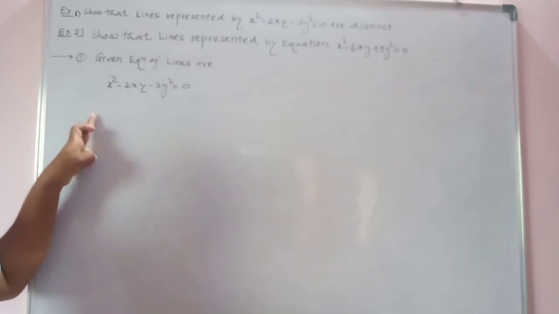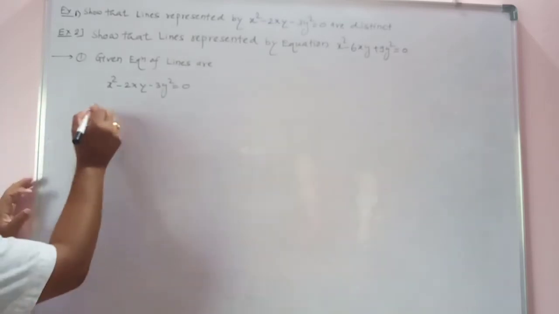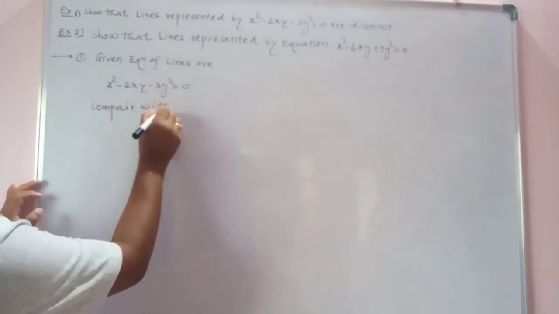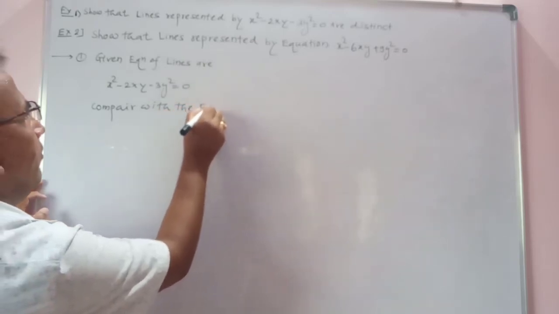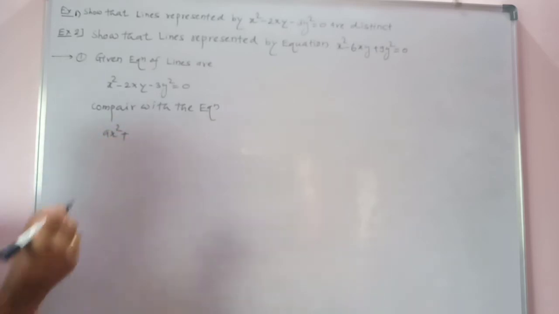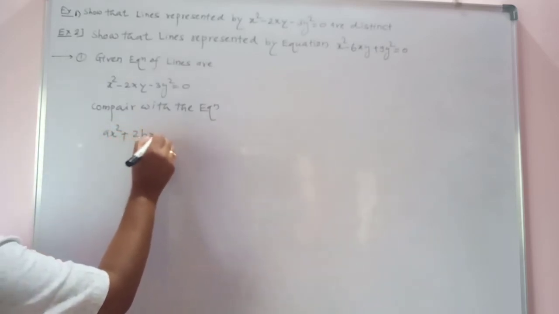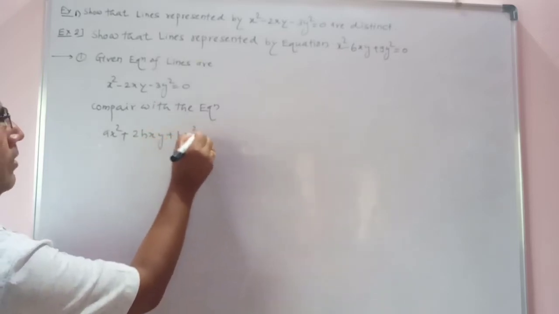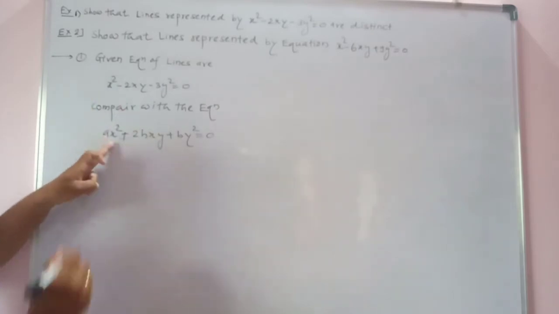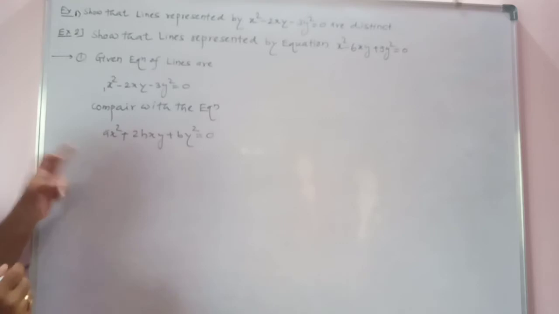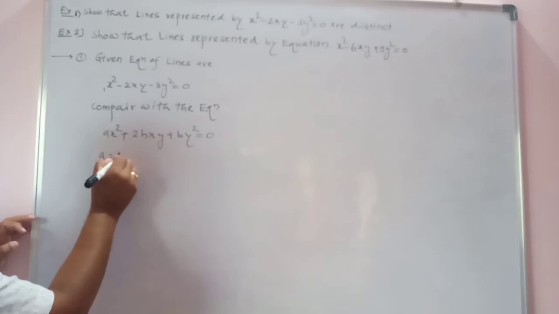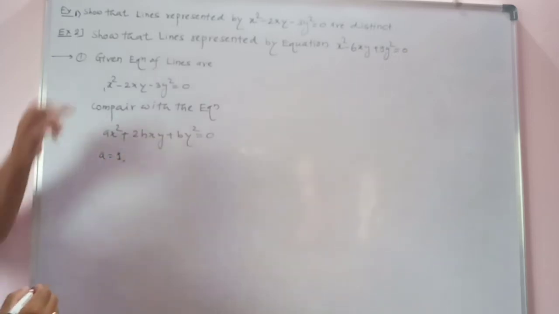Compare with the homogeneous second degree equation in x and y, ax square plus 2hxy plus by square equal to 0. The similar term x square cancels. The coefficient of x square is 1. The value of a is 1.